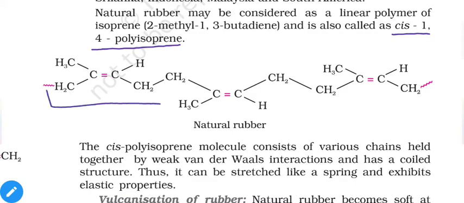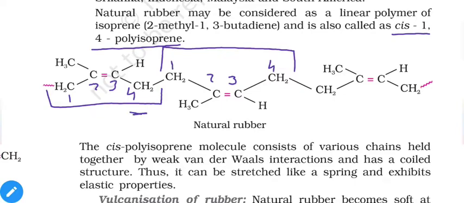So this will be our first monomer, and from this point this will be our second monomer. So linking, first of all let us give numbers 1, 2, 3 and 4 for the first monomer, and 1, 2, 3 and 4 for the second monomer. So the bond is between the 4th and 1st.